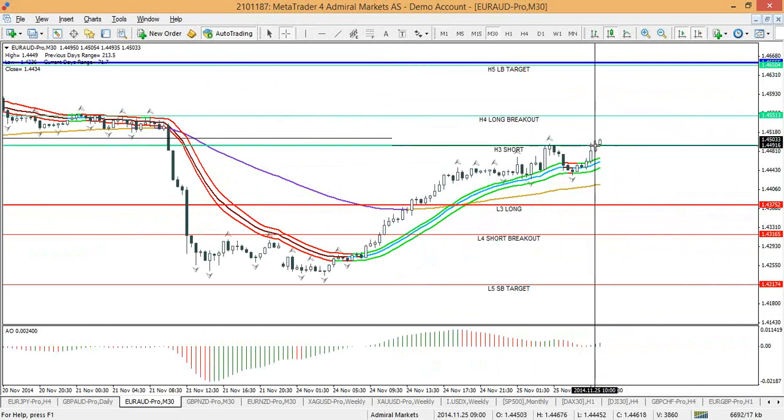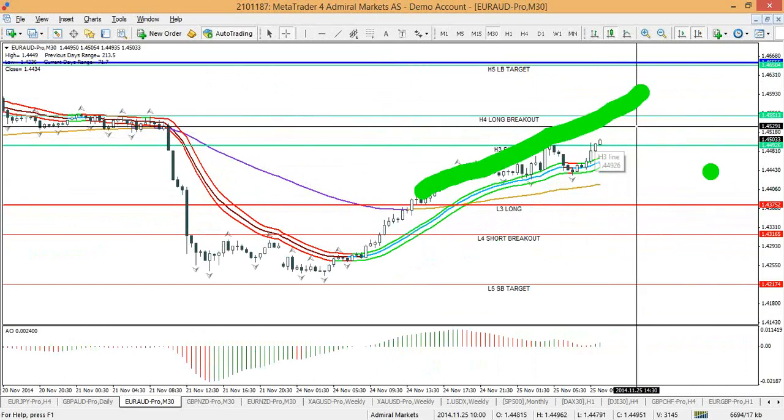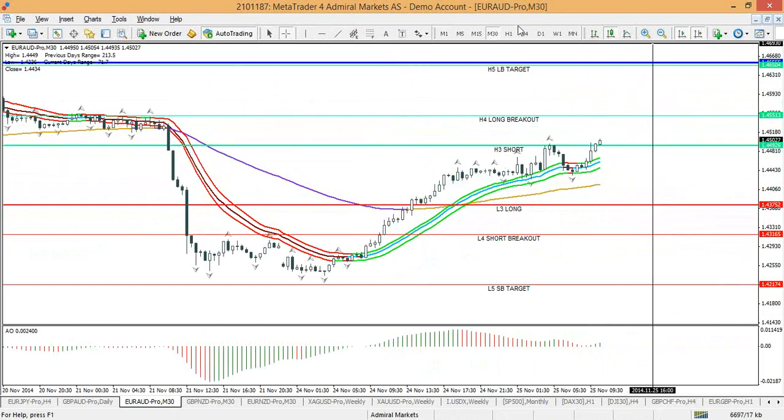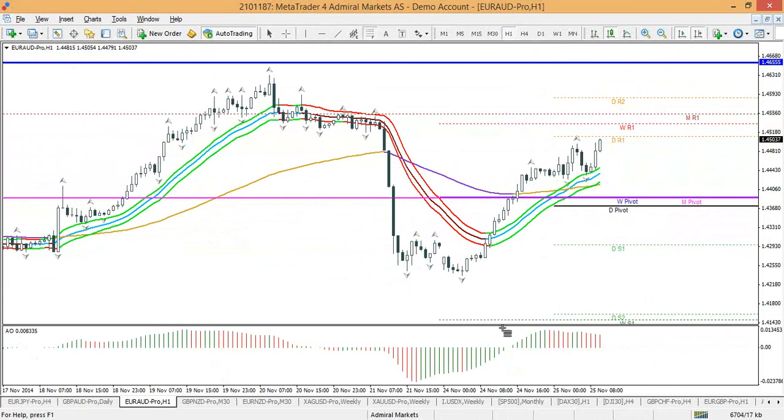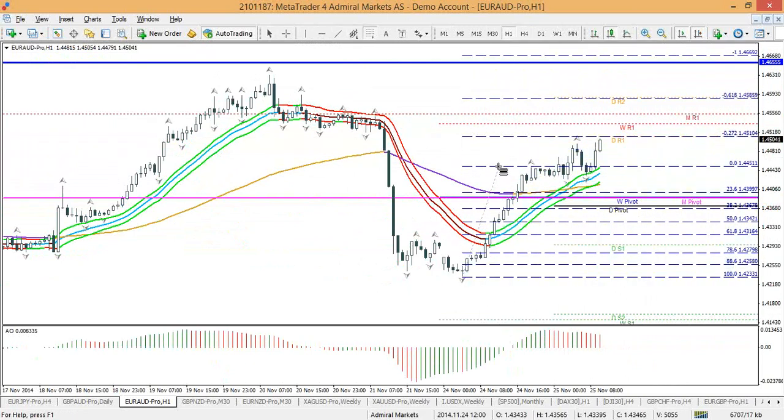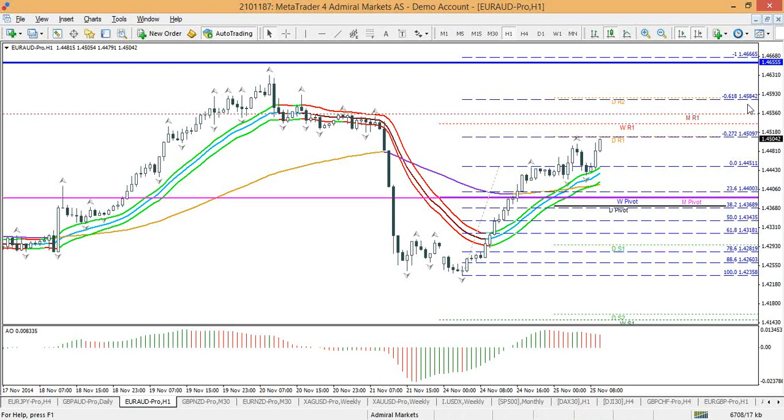Now as this gets higher, there will probably be divergence between these 50-minute tops. So that would be another reason for looking for shorting opportunities, excuse me. There's a daily R2 as well at that level, another confluence spot. So that's my view on Euro odd.